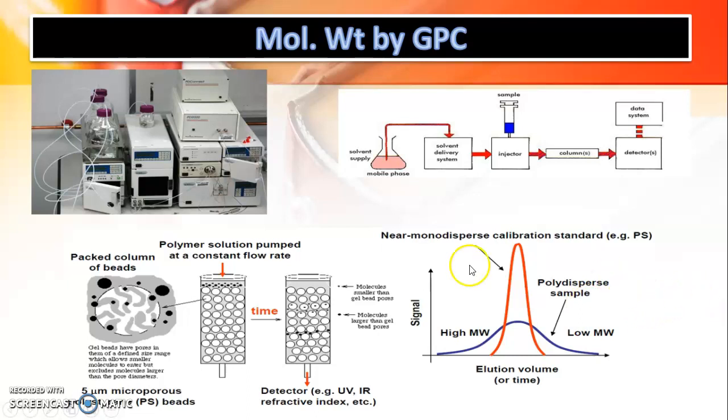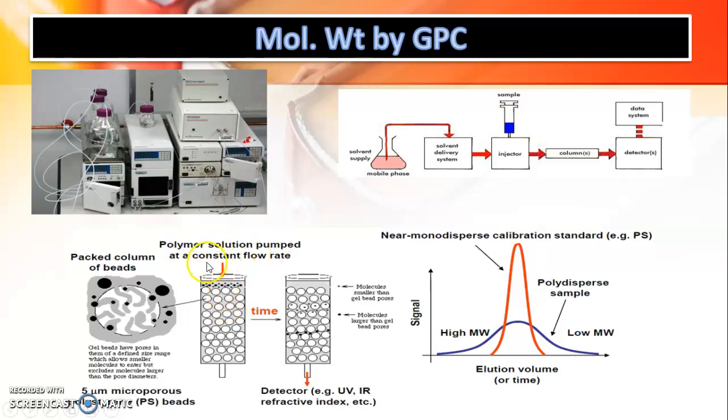Okay. So these are the gel beads in the column. They have pores of a defined size range, which allow smaller molecules to enter but exclude molecules larger than the pore diameter. It uses 5 micrometer microporous polystyrene beads. There are two types of column for chromatography, either packed or capillary column. For GPC, we use a packed column. So this is the illustration for the packed column.